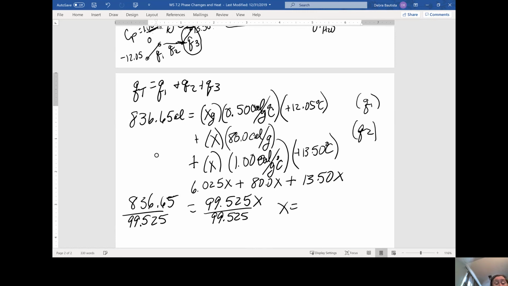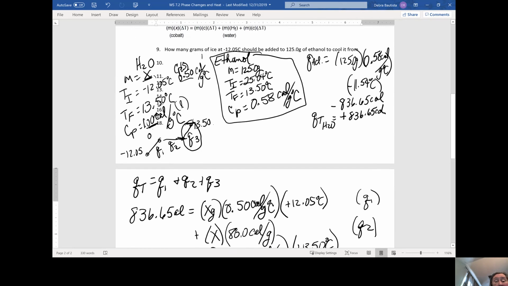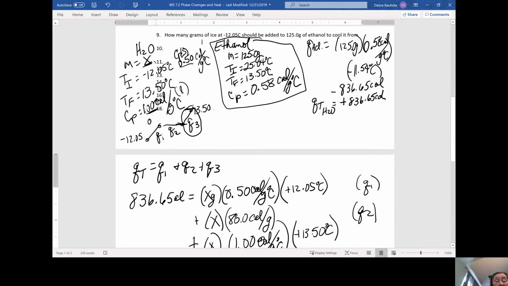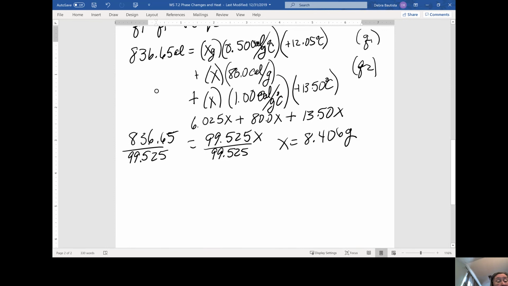And X is going to equal 836.65 divided by 99.525 equals, I get X equals 8.406 grams. Looking back at the data in the problem, looks like I have 4 significant figures. So I need 4 in my answer. The next value here is a 4, so it's going to equal 8.406 grams H2O.